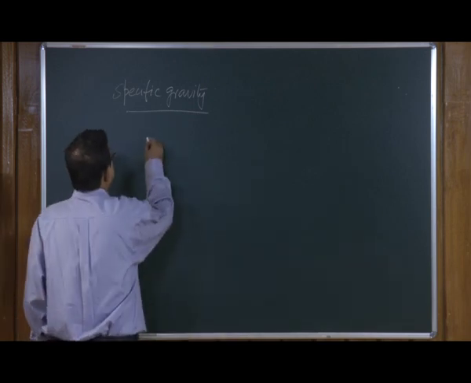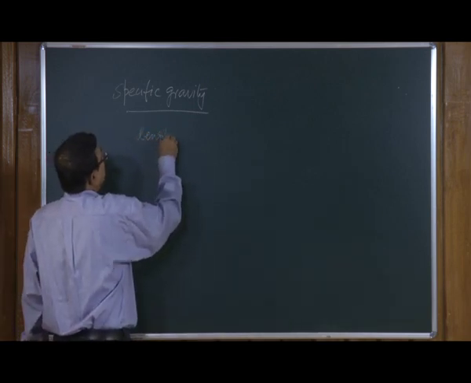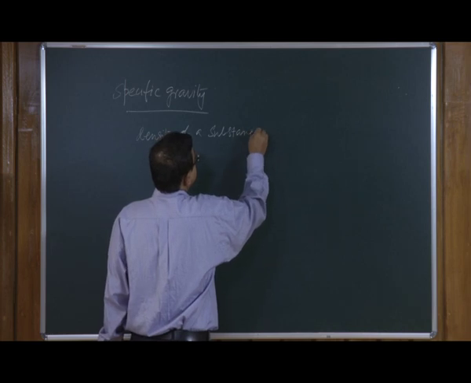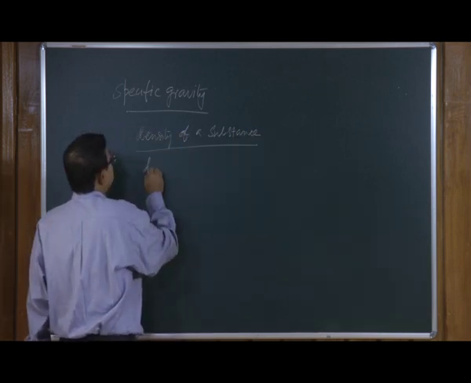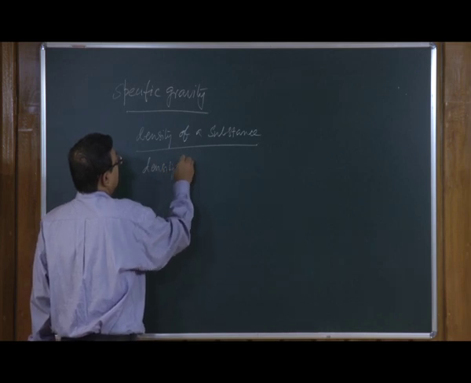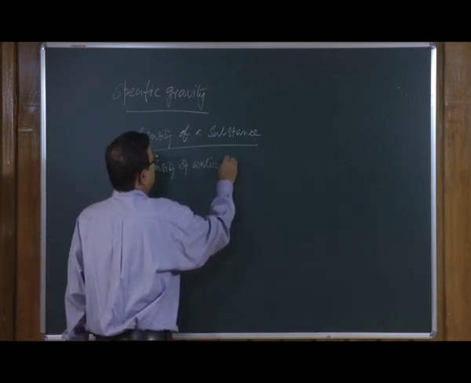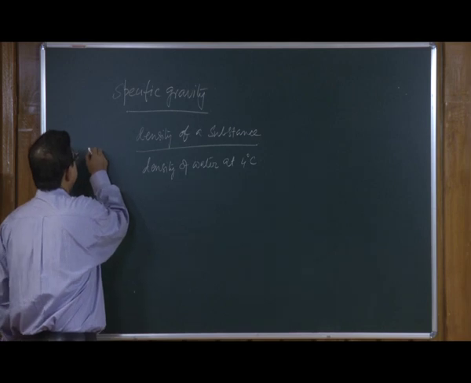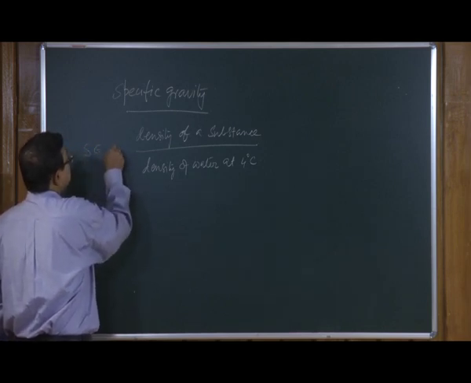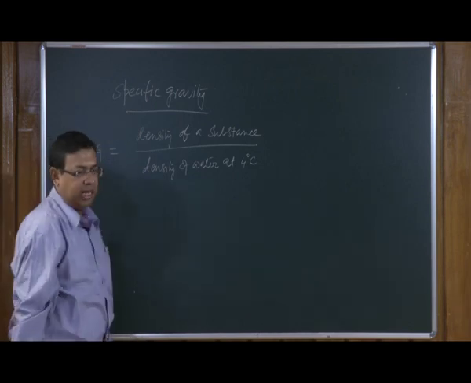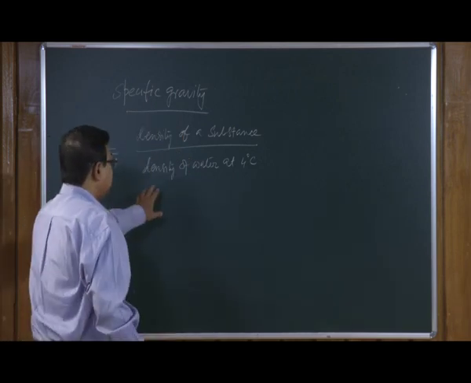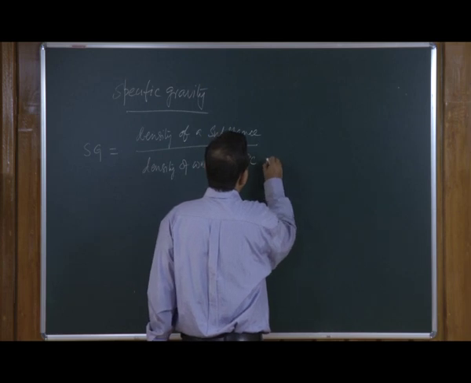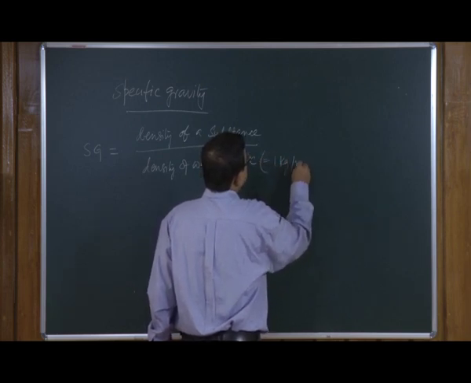So, this is the density of a substance divided by the density of water at 4 degree centigrade. Now, the advantage of defining this, let us write specific gravity with an SG. This is just the abbreviation used for it. Since the density of water at 4 degree centigrade is equal to 1 kg per meter cube, this is equal to 1 kg per meter cube.